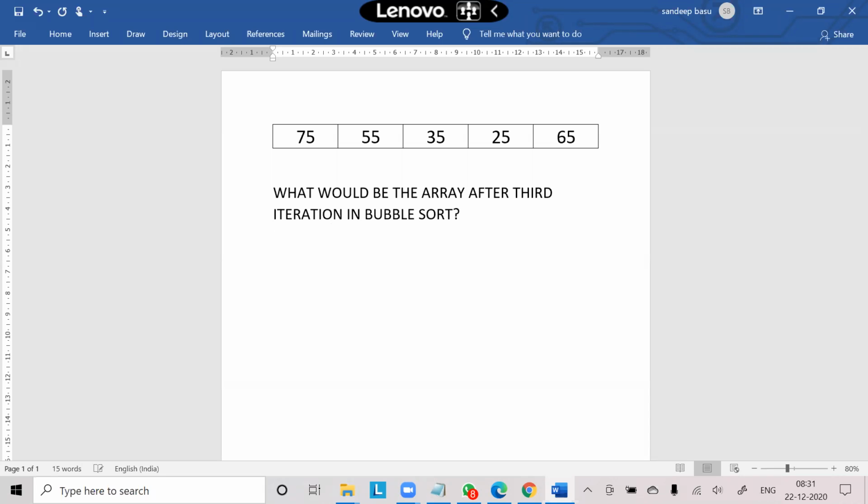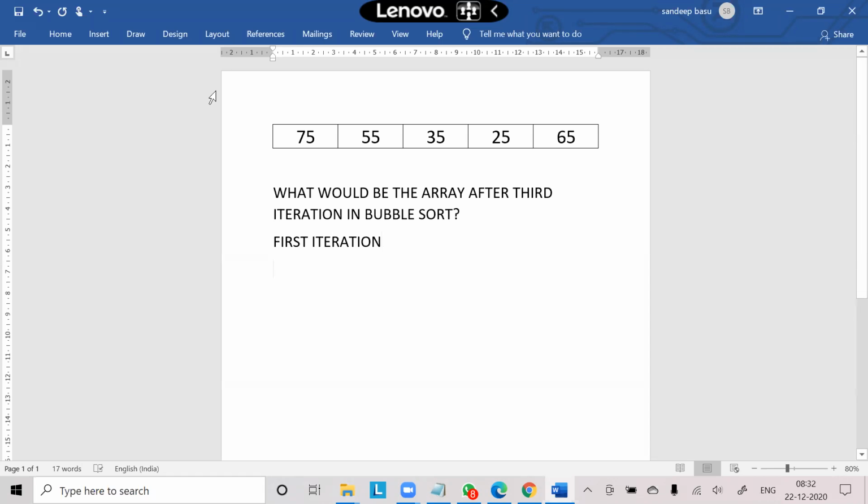Okay, answer please. What would be the array after third iteration in bubble sort? Third iteration. Sir, 25, 35, 55, 65, 75. Yes beta, send it in the chat please. And I'll solve the answer here also, how I'll get the thing. I'm solving it. Meanwhile, you also solve it.